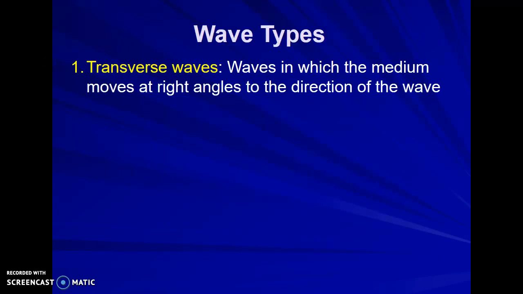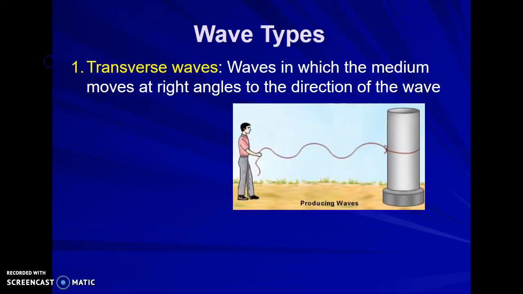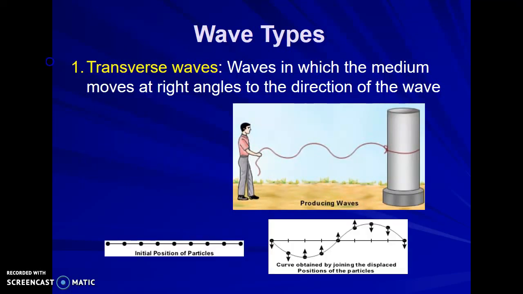There are also different wave types. The first one is transverse waves, waves in which the medium moves at right angles to the direction of the wave. So here's an example of what these would look like. You can see the initial position of those particles, and as the waves are being moved, you can see that there is a curve obtained by joining the displaced particles.